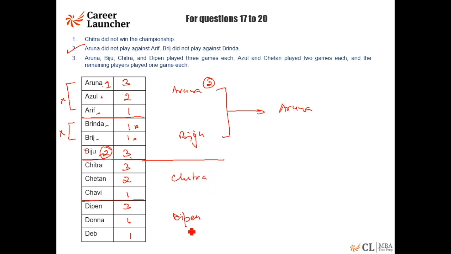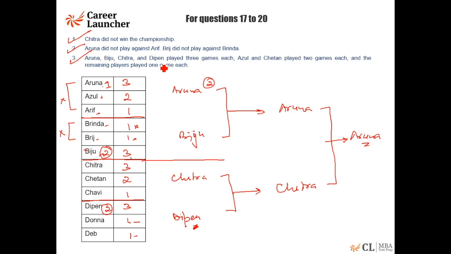Okay. Now, how many games has Deepen played already? He's played 1 against Deb and 1 against Donna. So 2 games he's already played within the group. So this will be the third game. That means after this third game, Deepen will lose. And who will move to the final? Chitra. As per statement 1, Chitra did not win the championship. So between Aruna and Chitra, who's going to win the championship? Aruna, because Chitra has not won the championship.